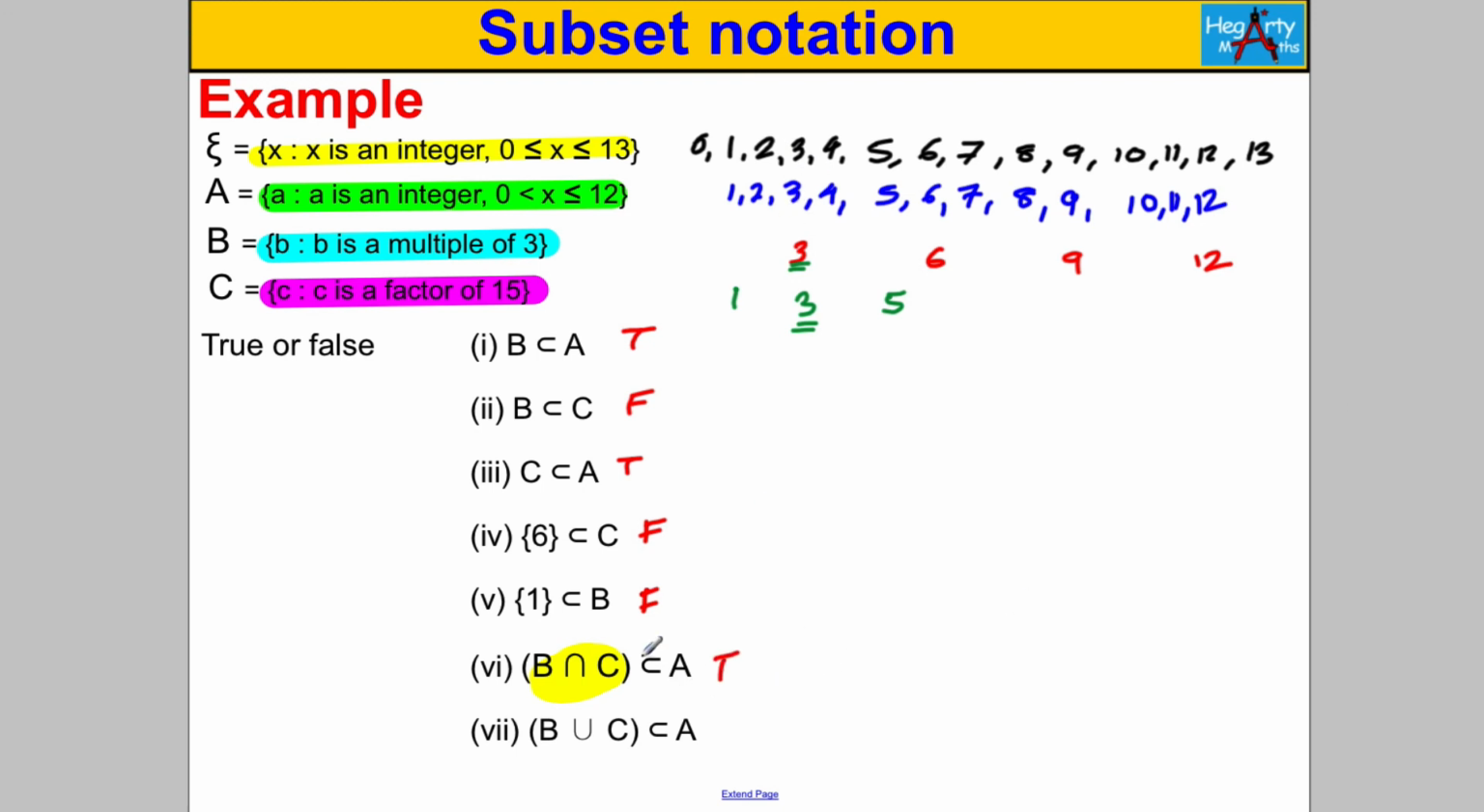And lastly, is B or C totally contained within A? Well, B or C, there'd be the elements 1, 3, 5, 6, 9, and 12. The elements in B, in C, or in both, and they are all entirely contained within A, so that is a true statement as well.